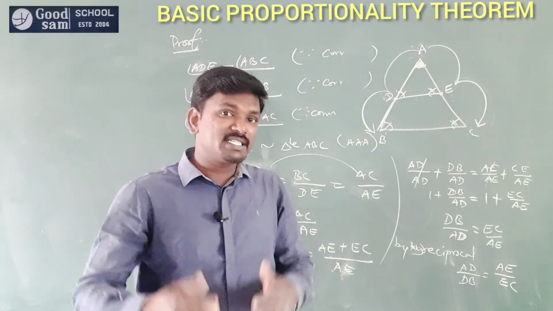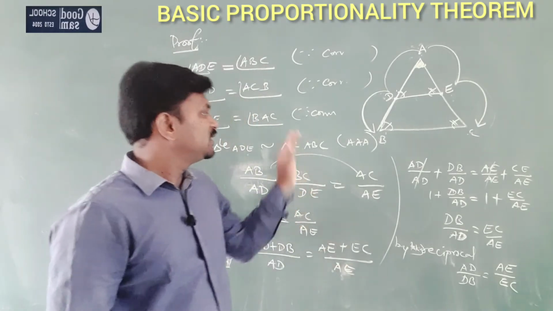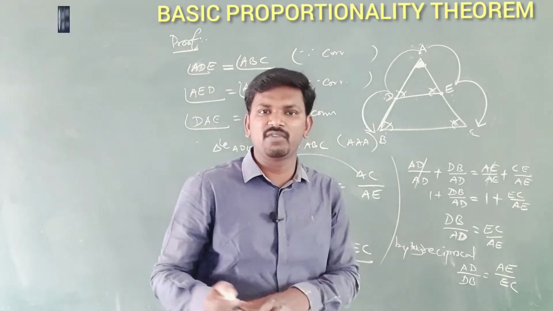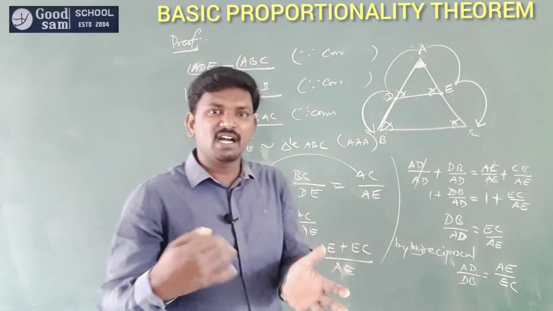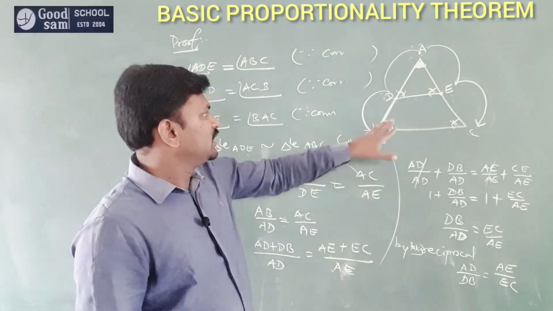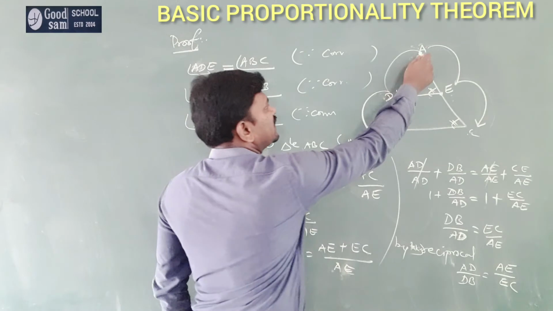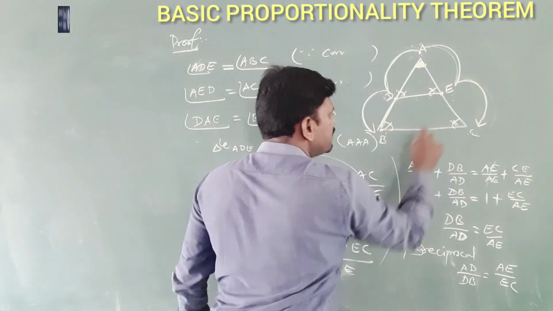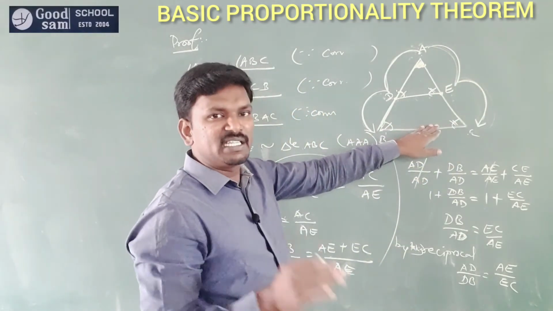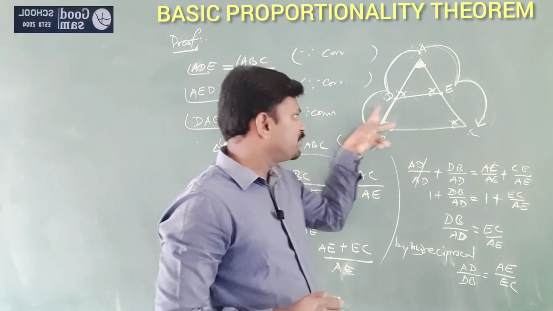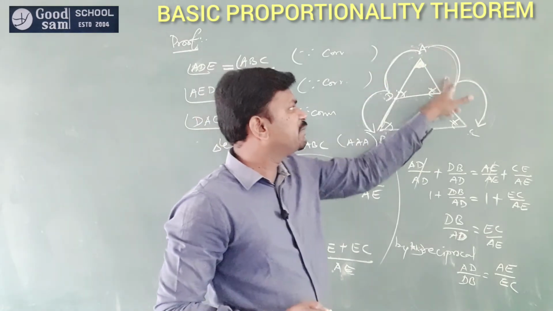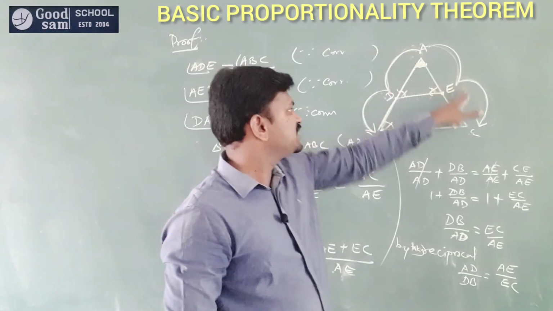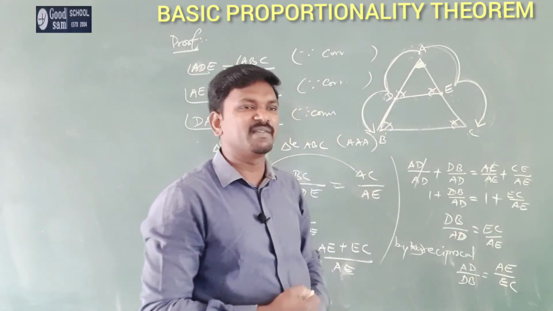In the converse of the basic proportionality theorem, we follow the same steps: statement, given, to prove, construction, proof. But in the converse we do it in the reverse order. If a straight line divides two sides of a triangle in the same ratio, the straight line must be parallel to the third side. Thales' theorem says that if parallel, it divides in the same ratio. The converse says that if it divides in the same ratio, then it is parallel. So it is very simple.